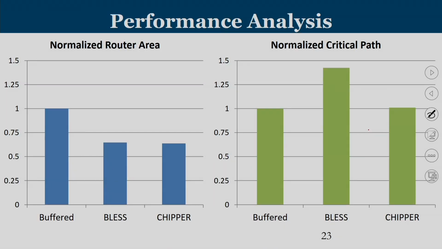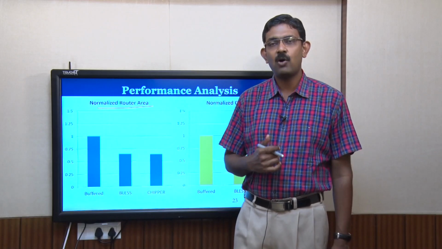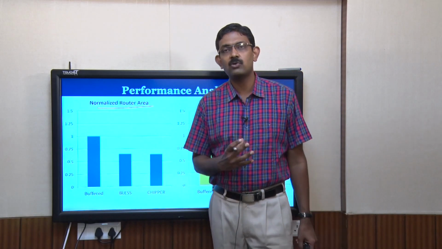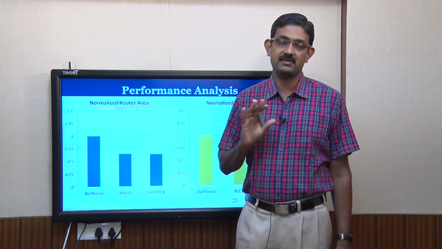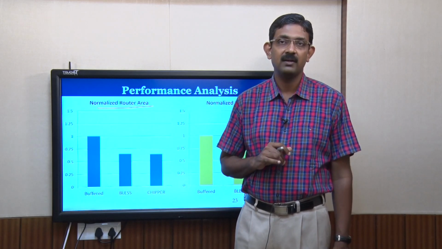Now, these are the results quoted by the authors of the CHIPPER paper. On the left-hand side, the blue graphs show the normalized router area. In architecture research, especially in network on chip, if you want to propose a new router microarchitecture, how will you prove that it is going to save more area or space or power, whatever?